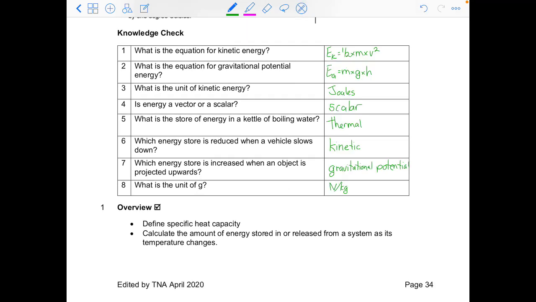So here are the correct answers for your knowledge check. Make sure that for question 1 and 2, you do know what all those letters are. So kinetic energy is equal to 1/2 times mass times speed squared, and gravitational potential energy is equal to mass times g times height. Remembering that g is the gravitational field strength, which is measured in newtons per kilogram.